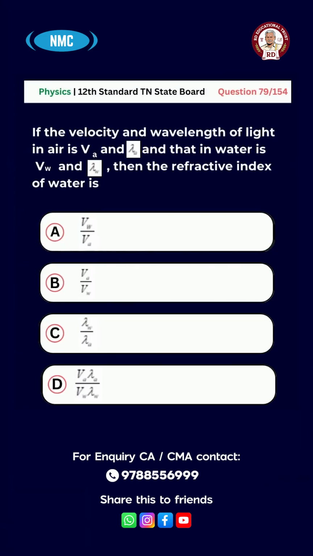Question number 79. If the velocity and wavelength of light in air are VA and lambda A, and in water are VW and lambda W, then the refractive index of water is option A, VW by VA, B, VA by VW, C, lambda W by lambda A, D, VA lambda A by VW lambda W. The right answer is option B, VA by VW.